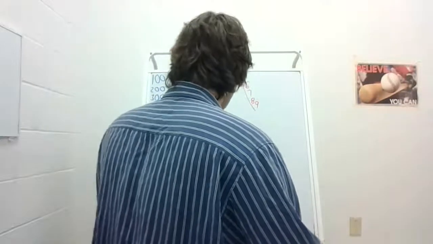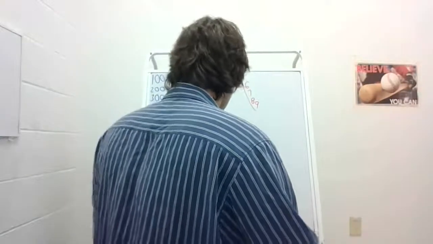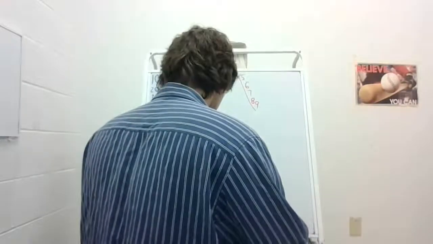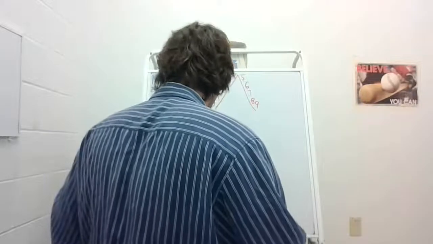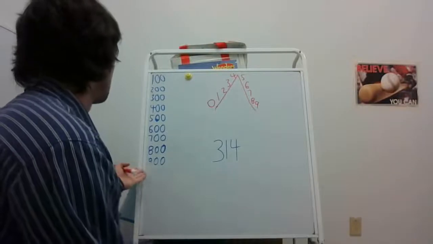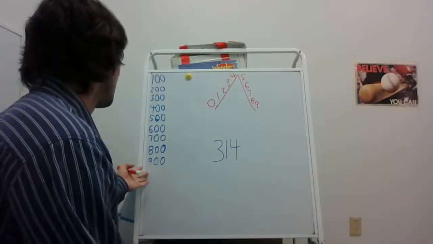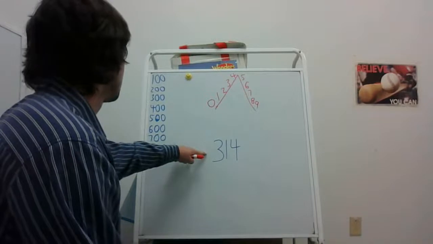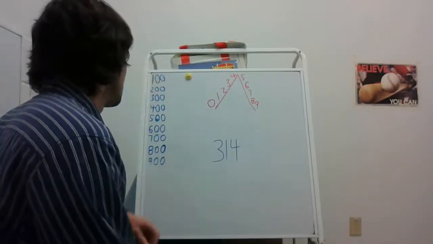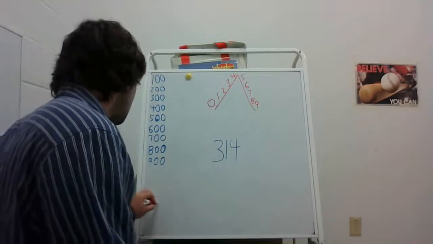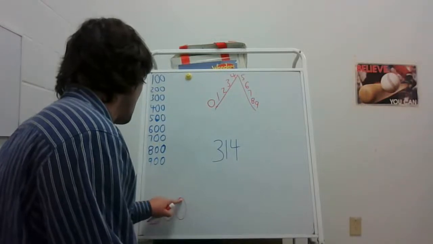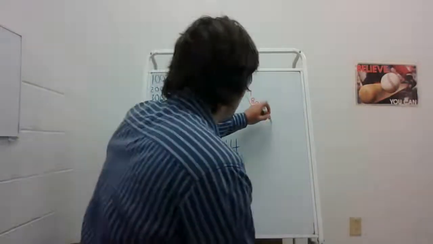Okay, last number. 314. If we're looking at all of our hundreds here, rounding 314 to the nearest 100, 314 is going to fall in between 300 and 400. 300 and 400 will be the two closest. We have to decide if we are rounding down to 300 or up to 400.